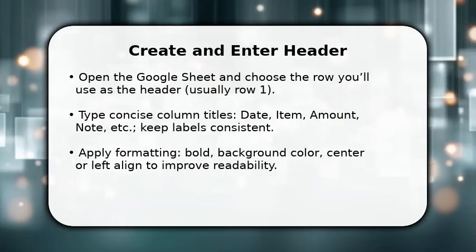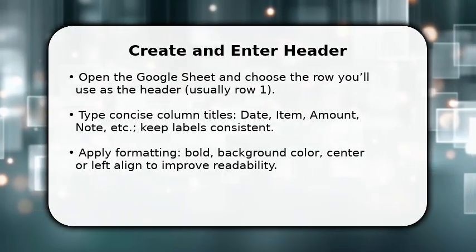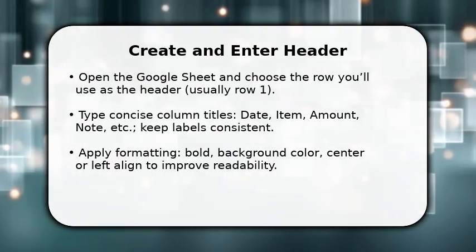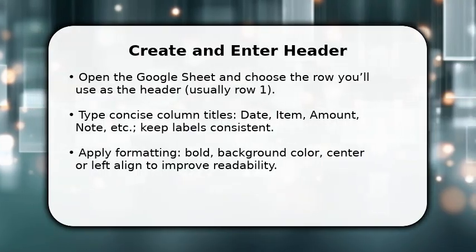You start by making the first row your working header. Click the row number and type clear column labels that describe each column. Once done, format the row so it stands out. Bold text, contrasting fill color, and alignment choices that match your data.